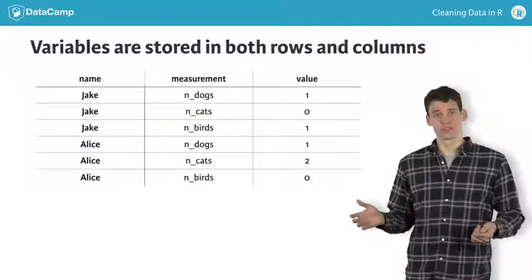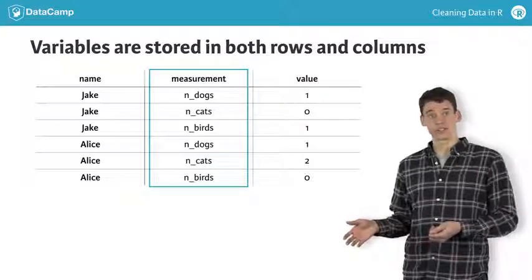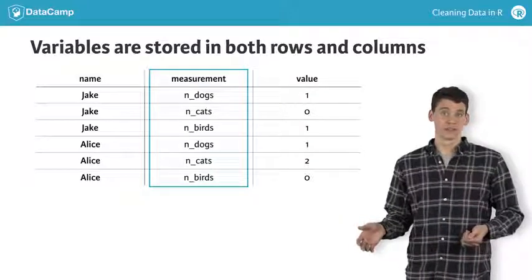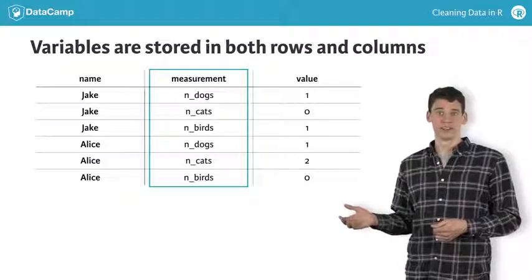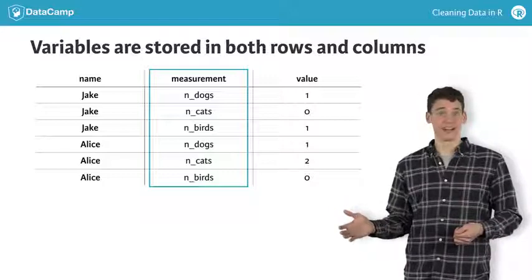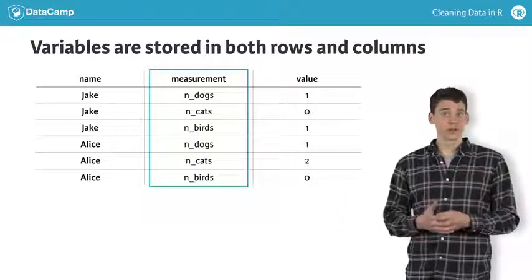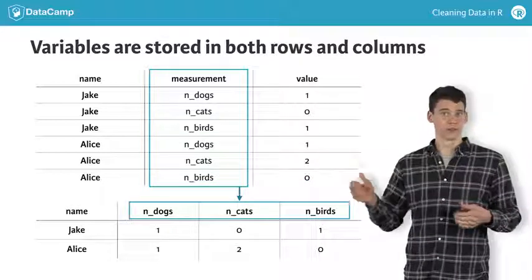Here, for each person, we have the number of dogs, cats, and birds he or she cares for as pets. This is essentially the opposite problem we had on the last slide, since values of the measurement column, n dogs, n cats, and n birds, should really be variables and thus represented as column headers.